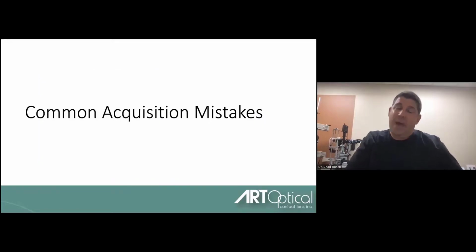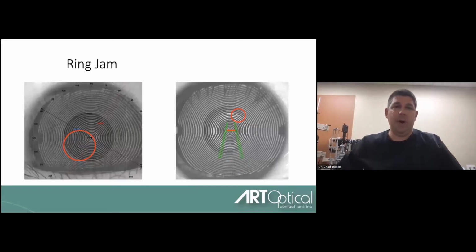So we'll talk a little bit about common mistakes that we see. And the most common problem we have is what we call ring jam. And ring jam can be caused by a variety of things. In keratoconic patients or patients that have had corneal transplants, scar tissue really affects the topographer's ability to get good images. So you'll see some weird mires across scars. There's not a whole lot we can do about that.